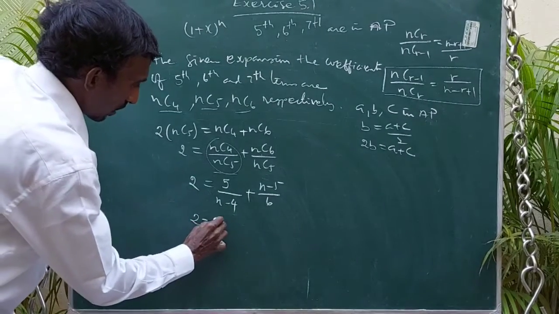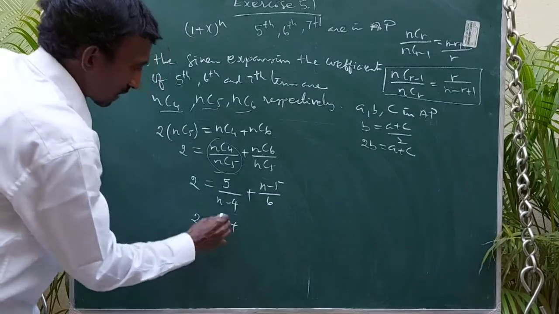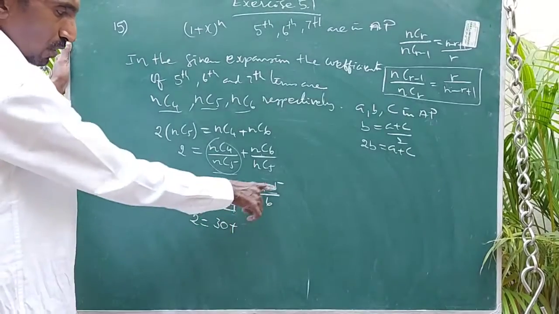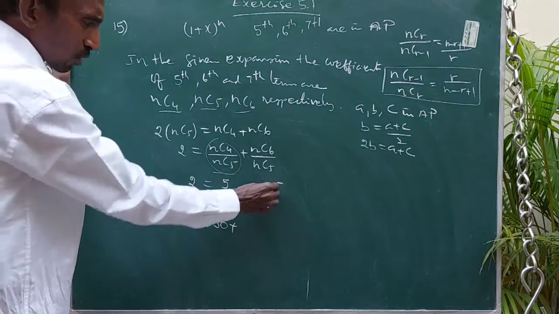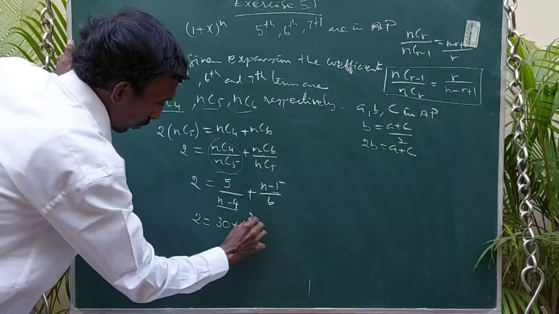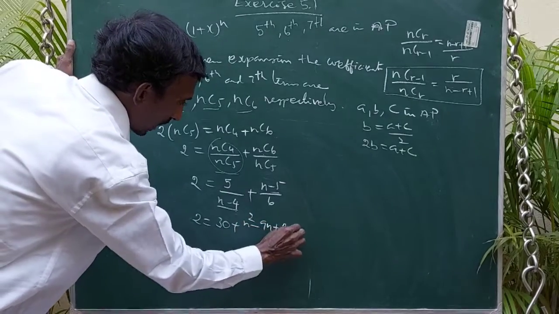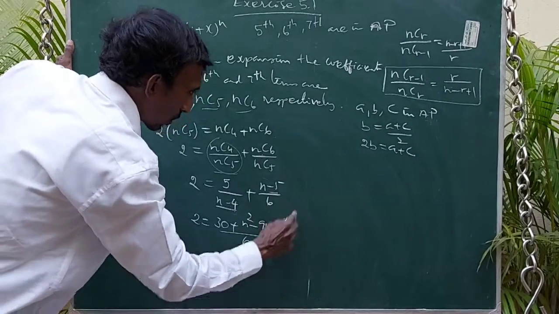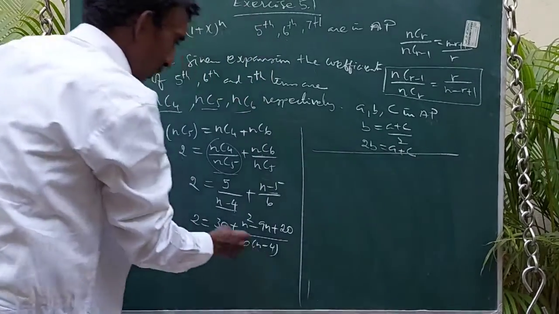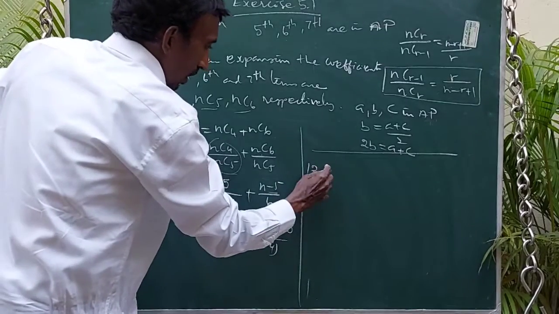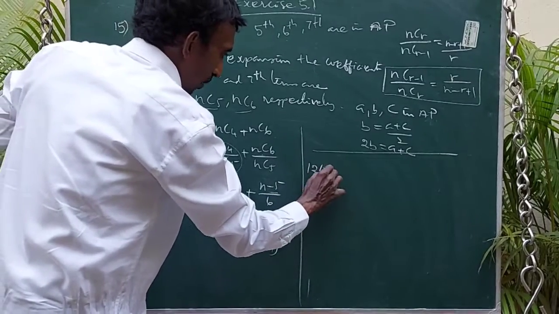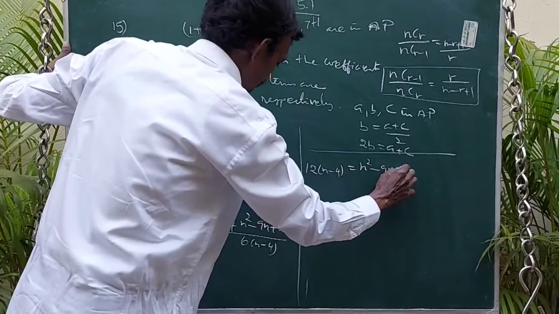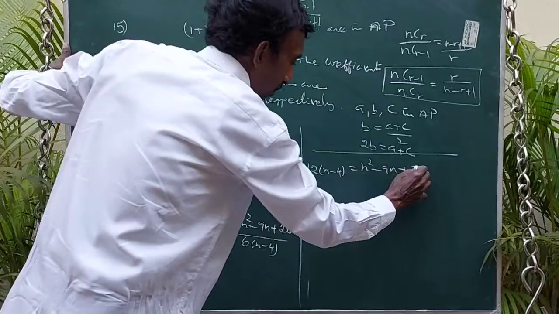2 equal to 30 plus, if we multiply this 2, what are we getting? n square minus sum of the roots minus 9n, product of the roots plus 20. So n square minus 9n plus 20 by 6 into n minus 4. If we cross multiply, what are we getting? 12 into n minus 4 equal to n square minus 9n plus 20 plus 30, 50.